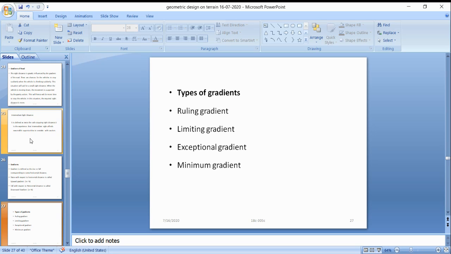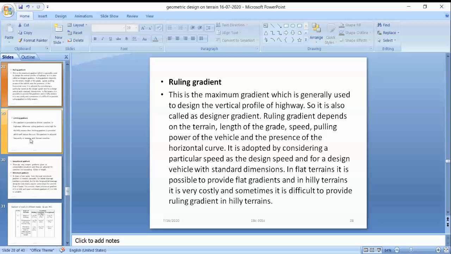So next comes the different types of gradients. In this we are seeing the ruling gradient, limiting gradient, exceptional gradient, and minimum gradient. So first comes the ruling gradient. Ruling gradient is the maximum gradient which is generally used to design the vertical profile of highways. It is also called a designer gradient.